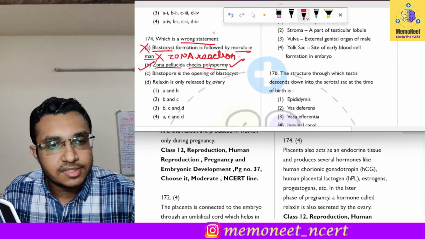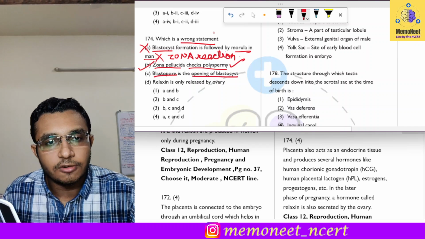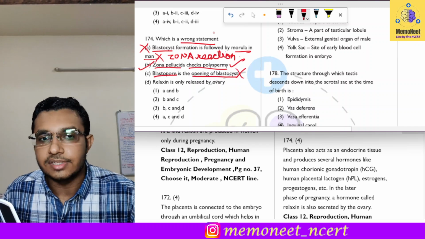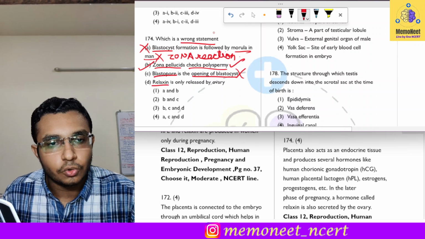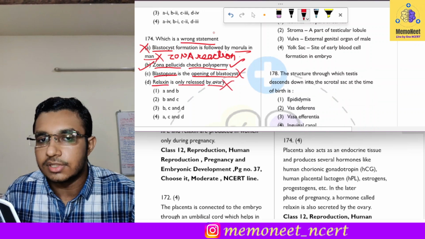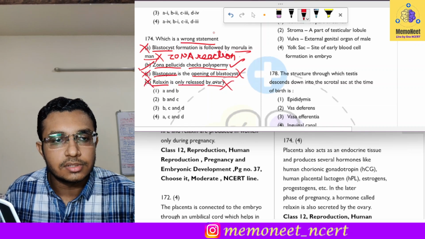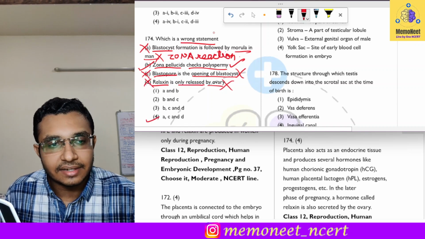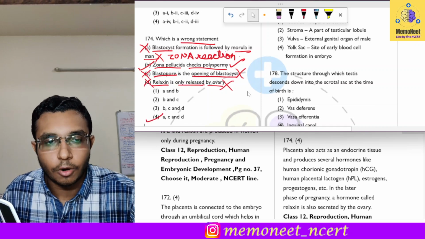The statement C is blastopore is the opening of blastocyst. No, this statement is incorrect. And relaxin is only released by ovary. No, this statement is also incorrect. So statement A, C and D are incorrect. Therefore the correct answer of this question is option 4.